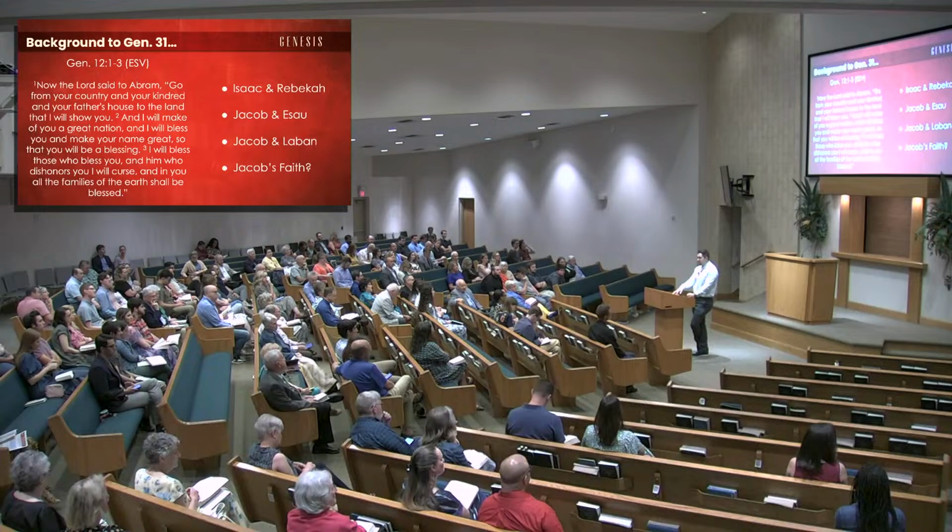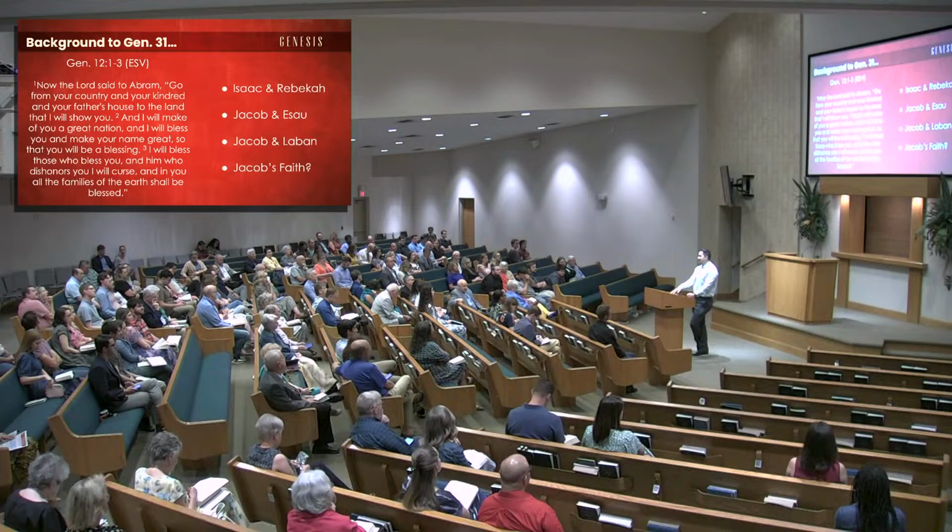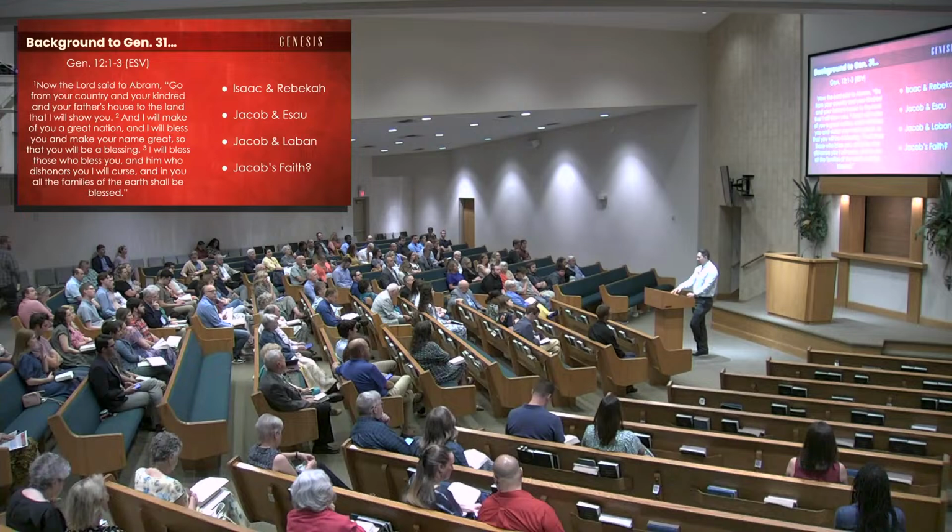He has a large family. He has all of this livestock that he has with him. And as we enter Genesis 31, this is really where we see Jacob at the end of these 20 years and ready to go home.